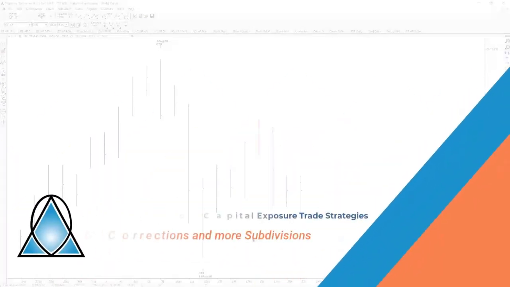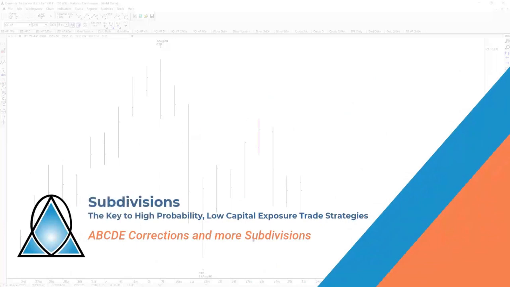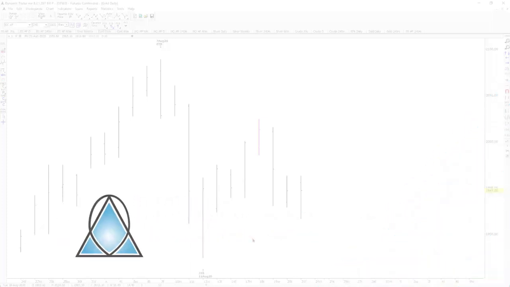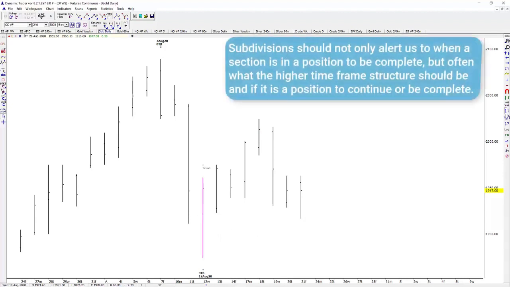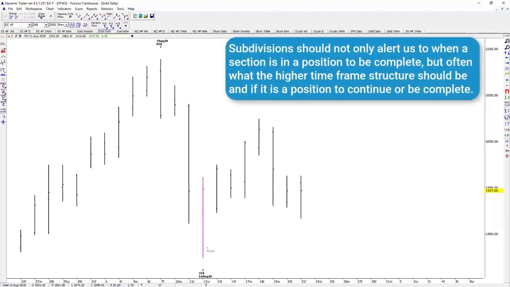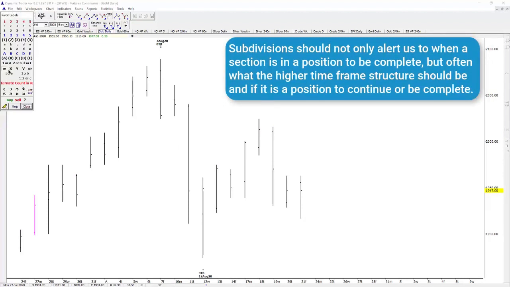This is gold daily data from the August 2020 high. Let's take a look at this data bar by bar to see how the market unfolds, how the subdivisions can help to alert us to the probable position of the market. So we've got from the August high to the August low, that's a fairly sharp decline. And we're going to say that's a 1 or A, a probable 1 or A anyway.